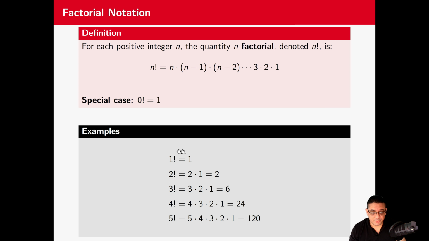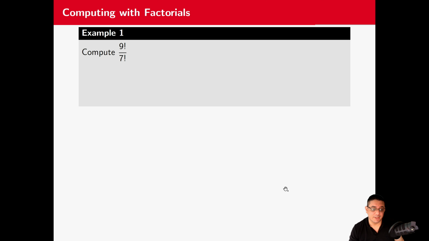Some examples of factorials are 1 factorial, which equals 1; 2 factorial, which is 2 times 1, which is 2; 3 factorial, which is 3 times 2 times 1, which is 6; 4 factorial, which is 4 times 3 times 2 times 1, being 24; and 5 factorial, 5 by 4 by 3 by 2 by 1, which is going to be 120. It really grows fast.